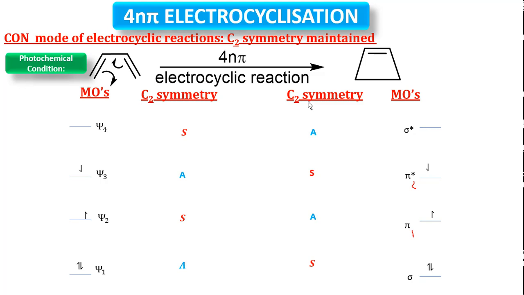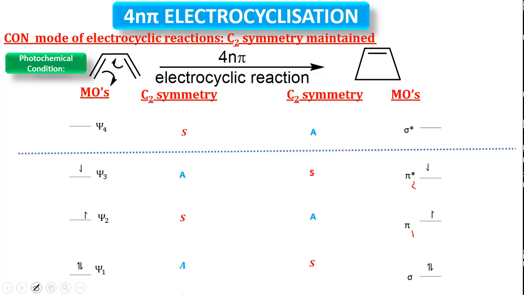Now classify the molecular orbitals which have electrons and which do not. Now correlate the same symmetry elements from reactants to products: asymmetry to asymmetry, symmetry to symmetry. What is happening, sir? Here the non-crossing rule is being crossed. That means low energy molecular orbitals are correlating with high energy molecular orbitals, so these are not following the non-crossing rule.